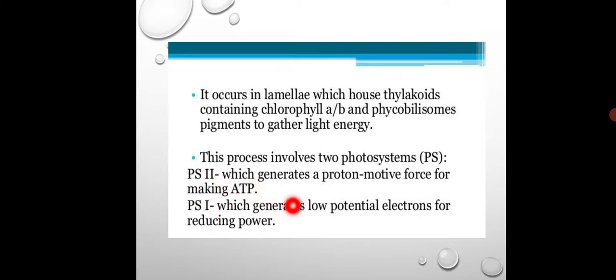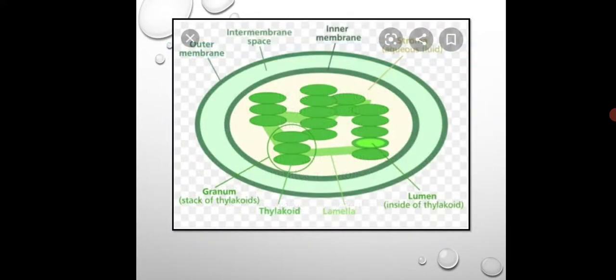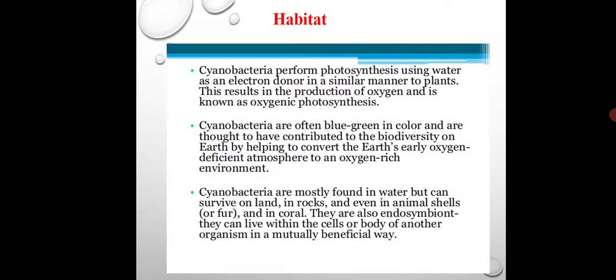Photosystem 2 generates a proton motive force for making ATP, so it is involved in the generation of ATP. And photosystem 1 generates low potential electrons for reducing power. So mainly photosystem 2 is involved in the generation of ATP, and photosystem 1 is involved in the flow of electrons to keep compounds in the oxidized and reduced state. So this is about the oxygenic type of photosynthesis.